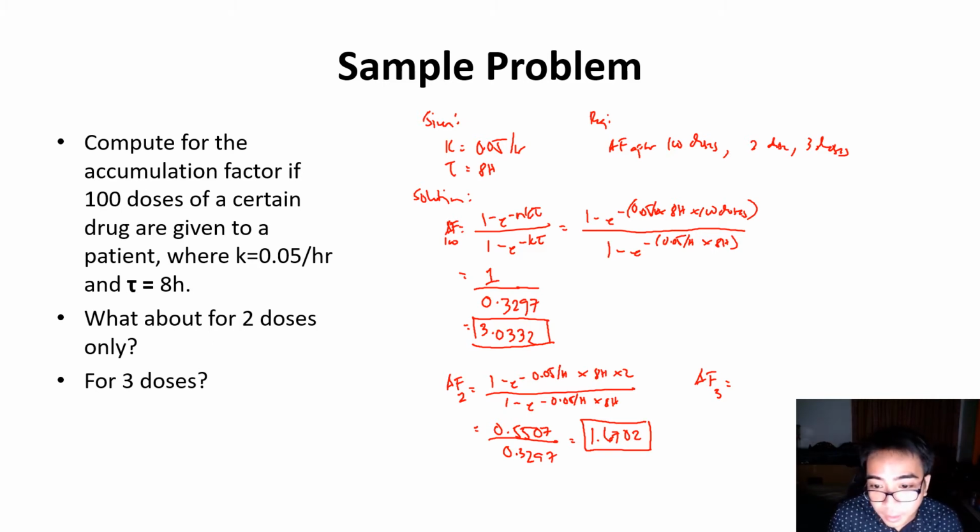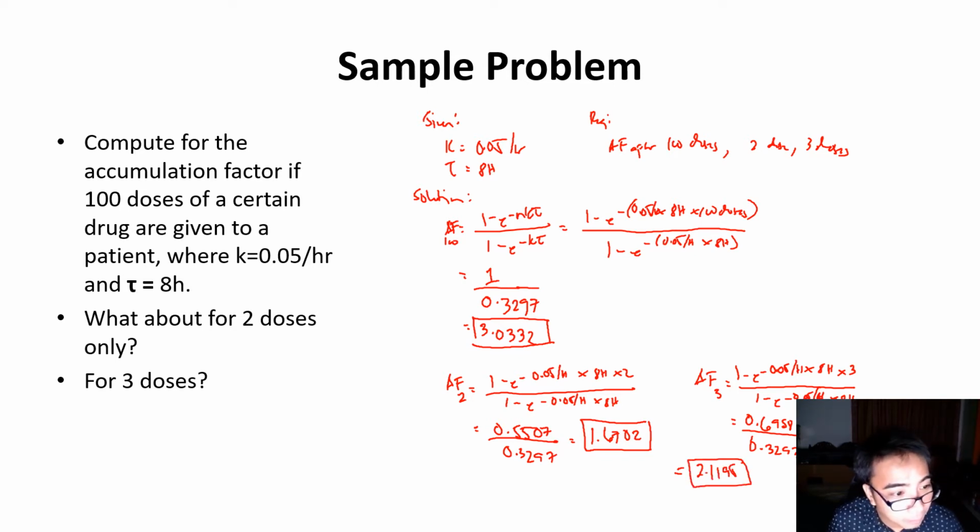What about AF after 3 doses? Same thing: 1 minus e^(-0.05 per hour times 8 hours times 3) over 1 minus e^(-0.05 per hour times 8 hours). That gives 1 minus e^(-0.05 times 8 times 3), which is 0.6988, divided by 0.3297. It's going to be 2.1195. Oops, it's not showing, sorry. Let me write it again here: 2.1195.